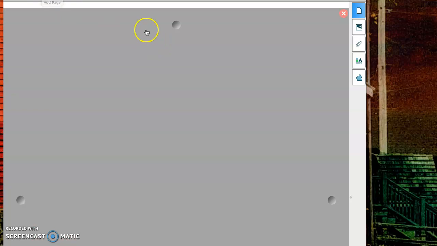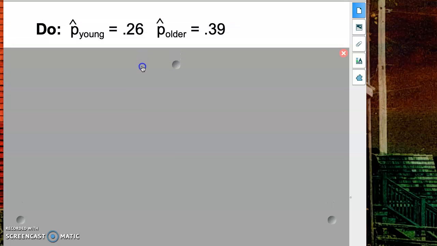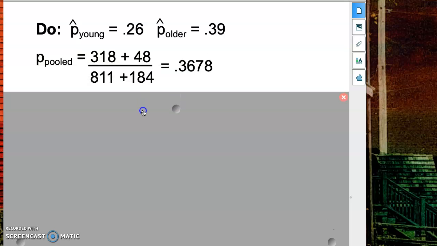Next step. All right, so now there's a lot of steps here, a lot of things going on, and I'll show you a shortcut when we're finished. Okay, so first of all, our proportions, p hat for the young is 0.26, p hat for the older, 0.39, and that is based on our samples. Our pooled proportion, based on our samples, actually I'm thinking there should be a hat there, but okay, is we're going to add the numerators and add the denominators, and that will give us 0.3678.